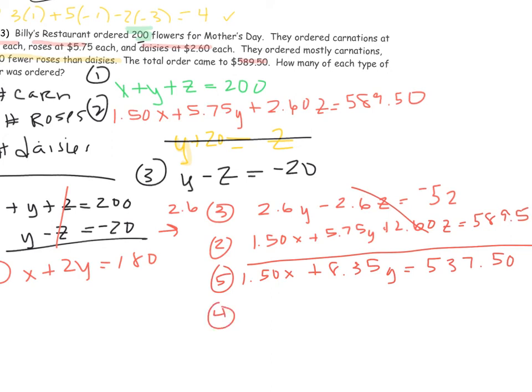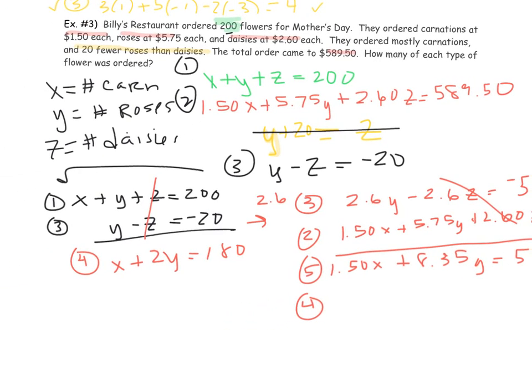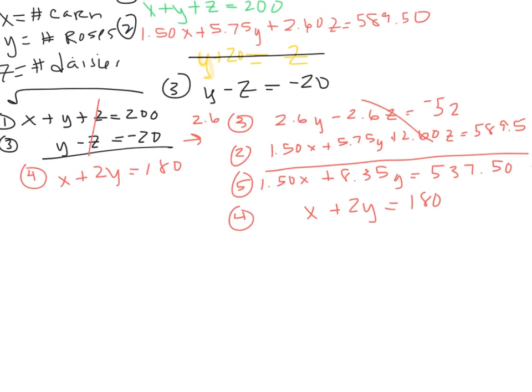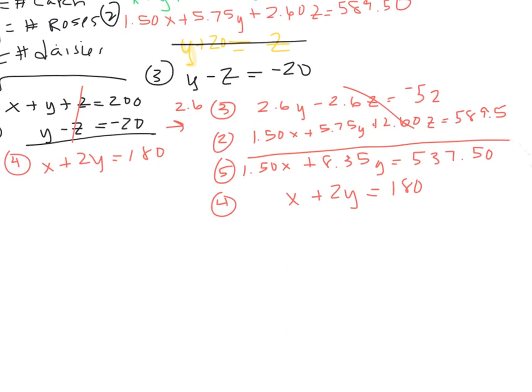I'm going to rewrite 4 underneath it. So if we go back up and look at 4, 4 is x plus 2y equals 180. Okay, hopefully this comes out okay. So now I have these two. Okay, well, how about I take equation 4 and we're going to multiply it by negative 150? So we're going to go equation 4 by negative 1.5.